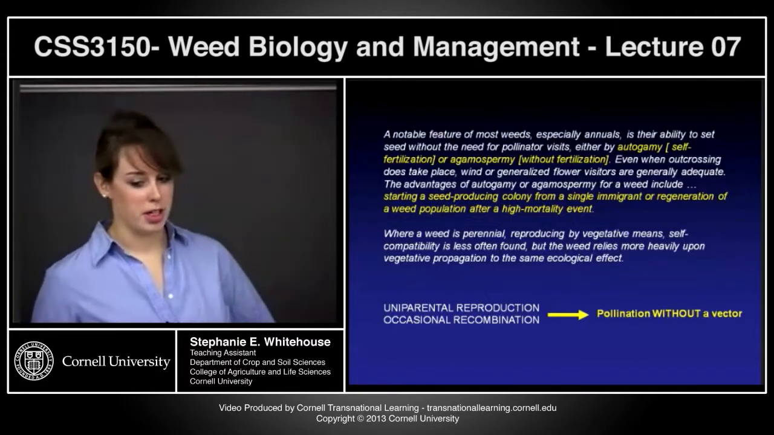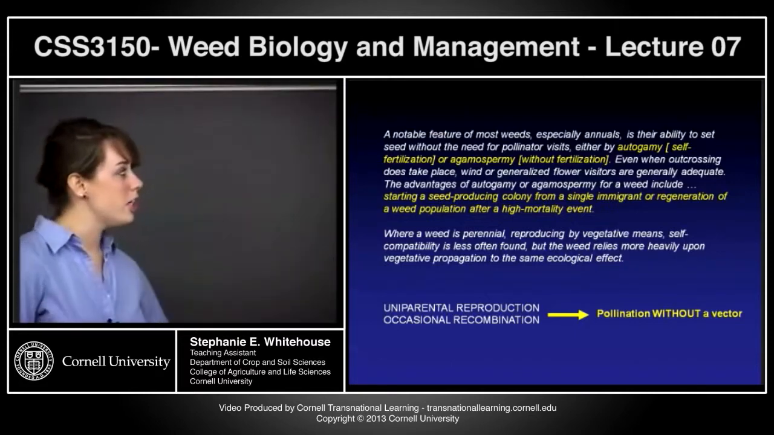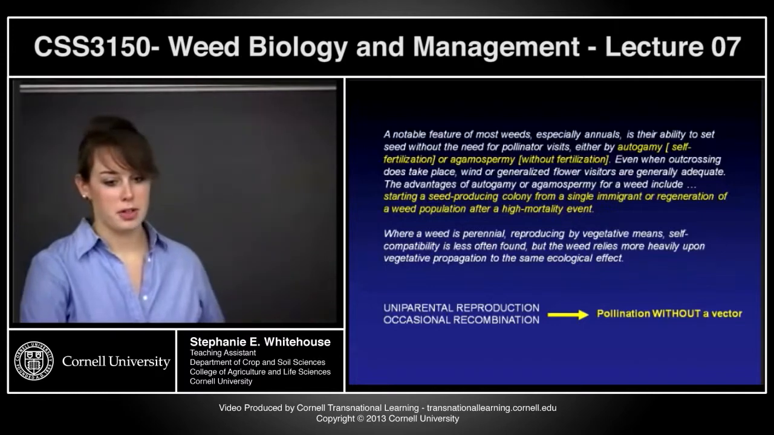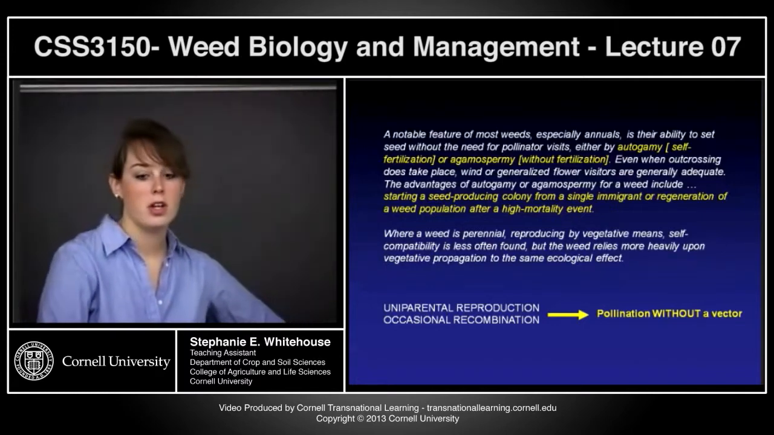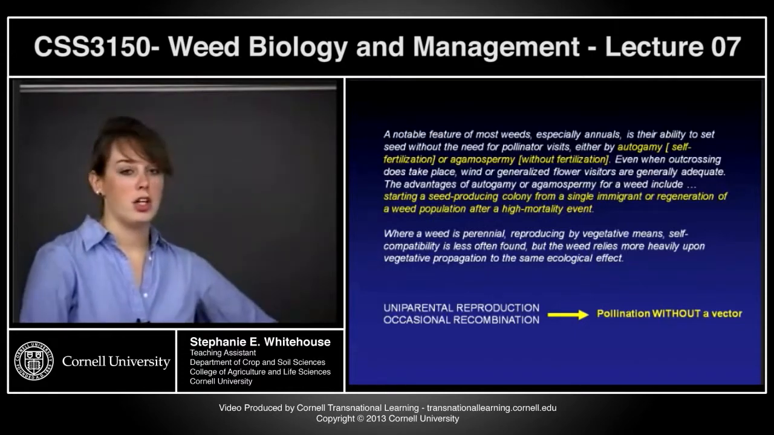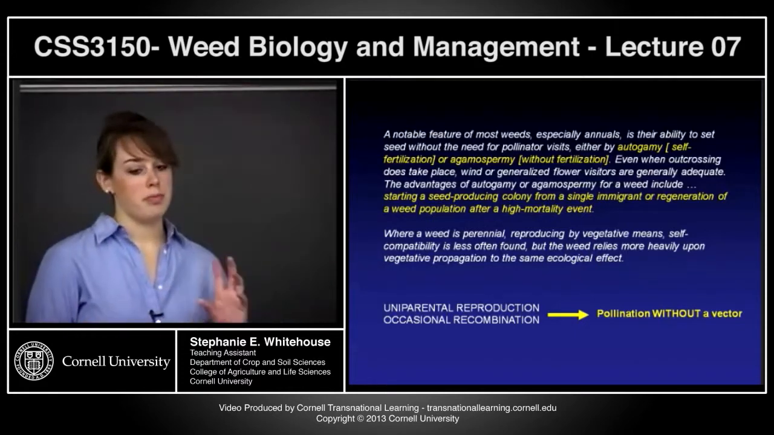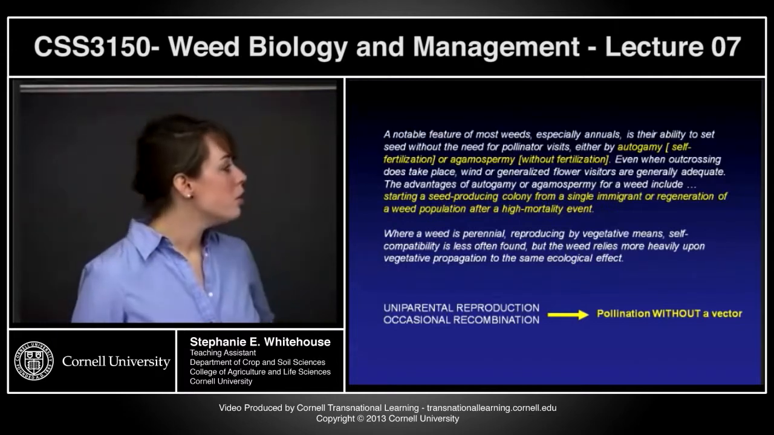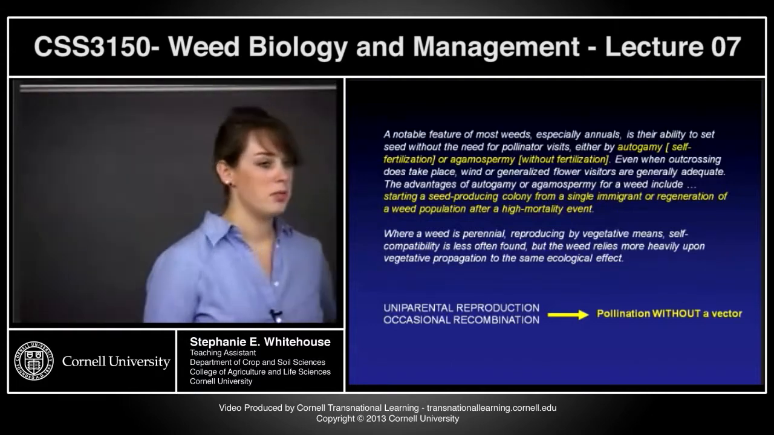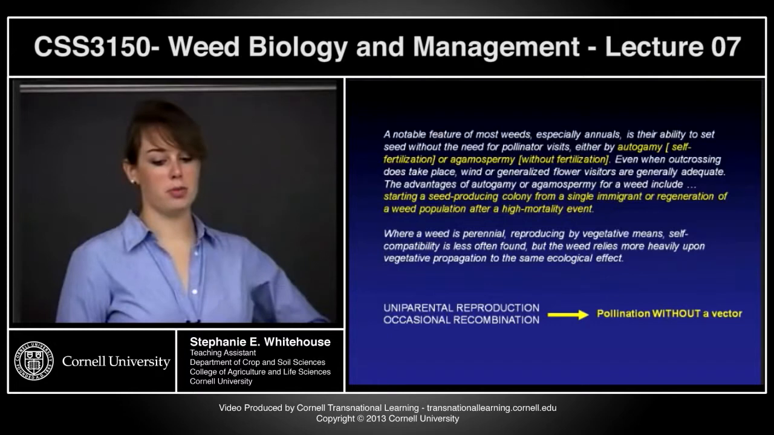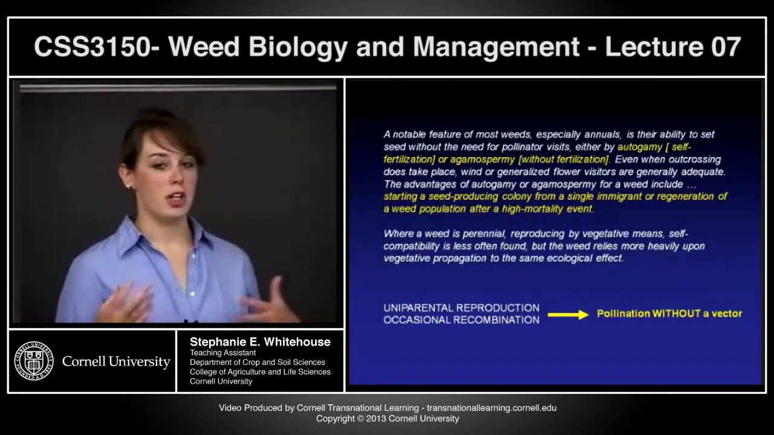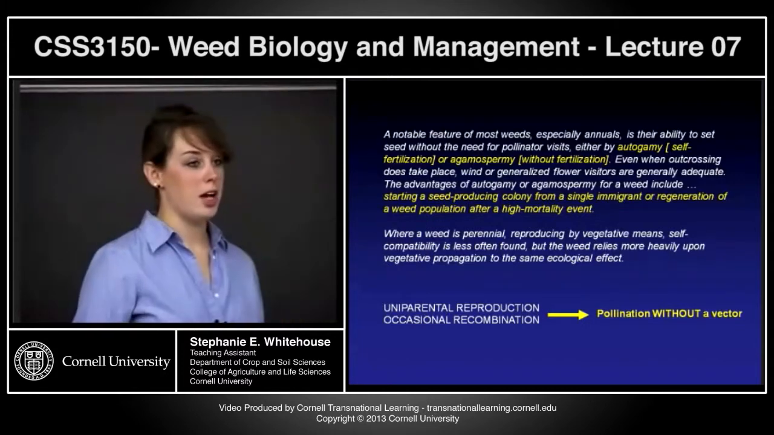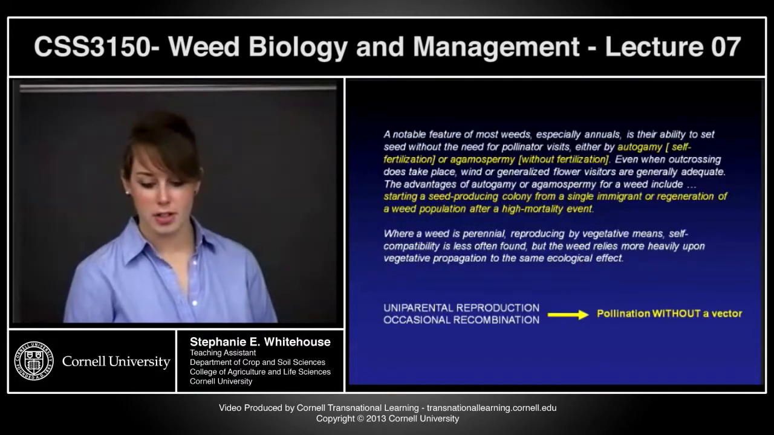The advantages of these two mechanisms for weeds include starting a seed-produced colony in different areas. So creating new colonies through dispersal from a single immigrant, so one single plant, or helping with the regeneration of a colony after, say, some catastrophic event has occurred where a lot of species have died off. So two main concepts are uniparental reproduction, which is basically selfing, or occasional recombination, which can help through genetic crossing or mixing of genes across multiple plants. Basically, the main concept here is pollination without the use of a vector.